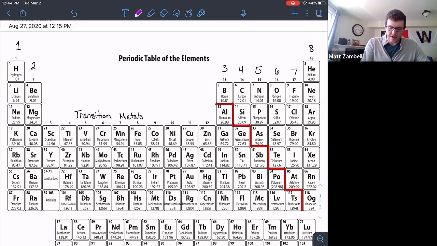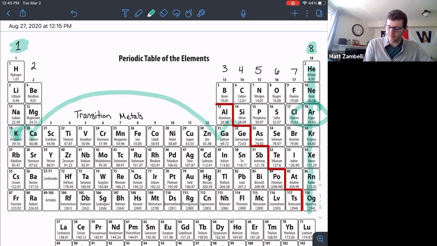For most of these, if they're in these columns, we can figure it out because all of our elements always want to get to this column. They all want to have 8 valence electrons. So our elements, if they have 1 valence electron, will always lose that 1 valence electron because it's easier to go backwards. So if we're at potassium and they lose 1, they end up at argon. So it's easier to go back 1 than try and move over 1, 2, 3, 4, 5, 6, 7. So it's easier to lose that 1 than try and gain 7.